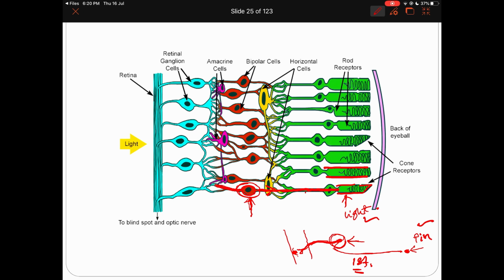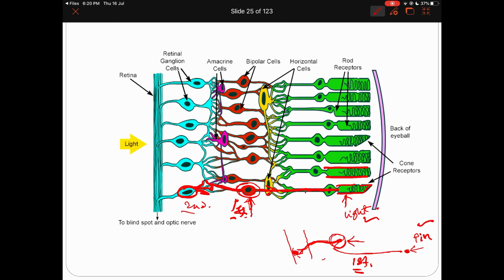Their dendrites will receive them. Here second order neurons also are present within the central nervous system, means within the retina. So their dendrites are receiving them. This is your second order neuron. This was your first order neuron. Same.